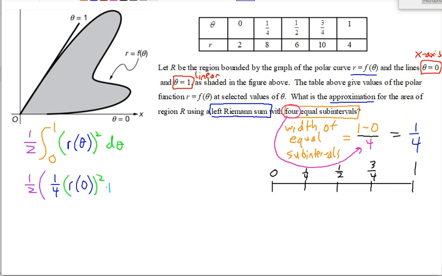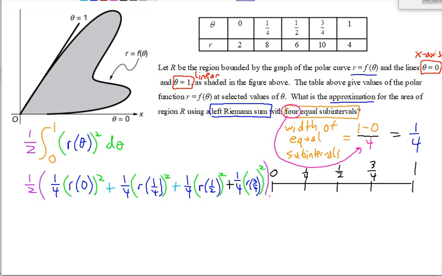plus 1/4. The left endpoint on 1/4 to 1/2 is 1/4. r of 1/4 squared, plus the left endpoint on 1/2 to 3/4 is 1/2. So 1/4 r of 1/2 squared, plus 1/4. The last left endpoint, on the subinterval from 3/4 to 1, is 3/4. So r of 3/4 squared. And again, this whole thing is times the 1/2 out in front from our area formula for polar graphs.